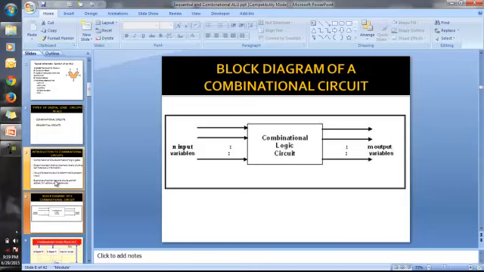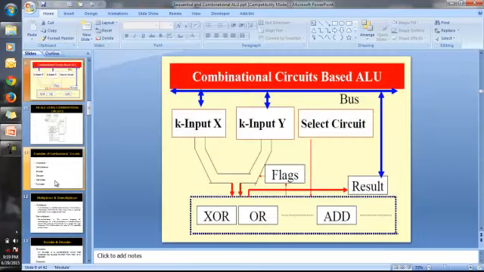So here you can have a look at the block diagram of combinational circuits. So n input variables, when passed into the combinational logical circuit, will produce m output variables. Here you can have another look at combinational circuits based on ALU. The blue colored lines, that is bidirectional lines, indicate the bus. It is a connecting circuit which will connect to all the components in the computer.